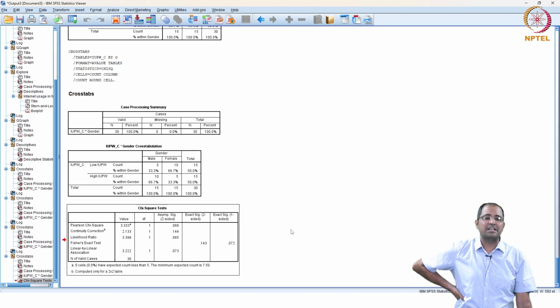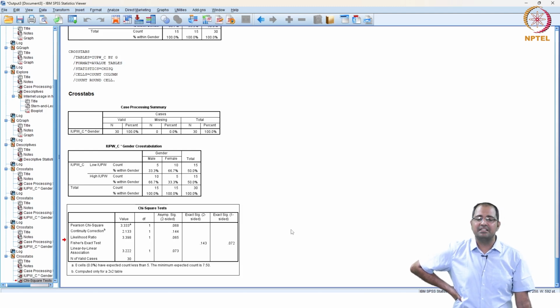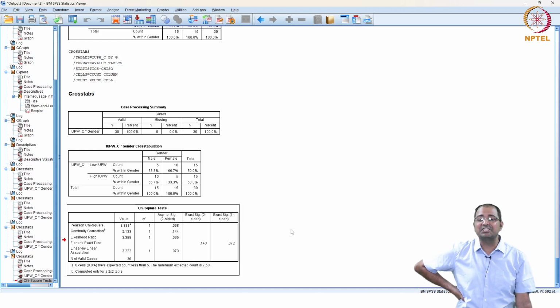See, it is very simple. Let's say in a murder case, when somebody is an accused, what does the court say? Innocent until proven guilty, right? Innocent until proven guilty. So the null hypothesis is innocent. So here also, no association, no difference. That is what the null hypothesis is.